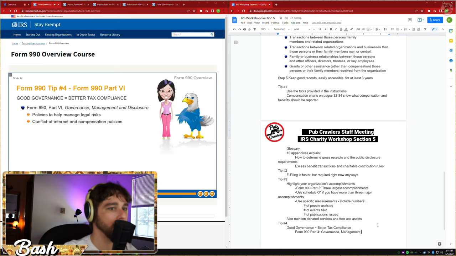Do I have to adopt every procedure the 990 points out? No. Policies and procedures that are appropriate for your organization will depend on its size, type, governing structure, culture, and unique legal risks.